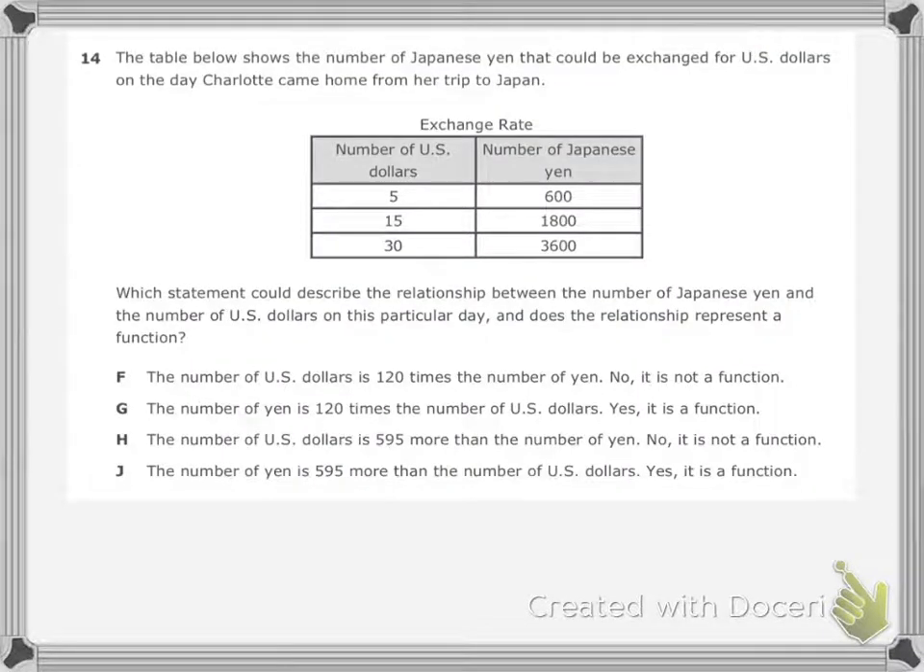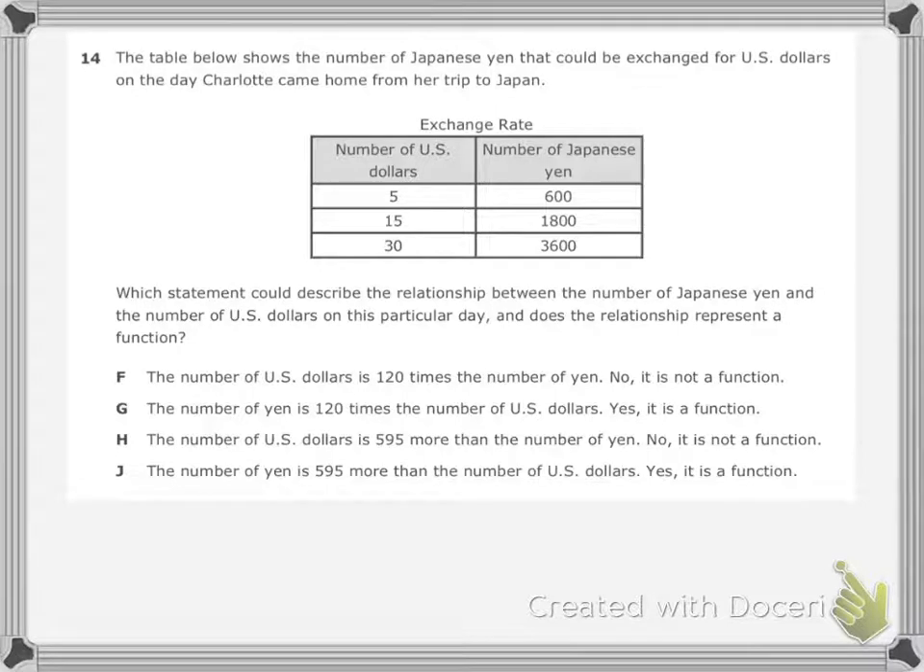Number 14, the table below shows the number of Japanese yen that could be exchanged for US dollars on the day Charlotte came home from her trip to Japan. Which statement could describe the relationship between the number of Japanese yen and the number of US dollars on this particular day? And does the relationship represent a function? Let's first decide whether it's a function or not.